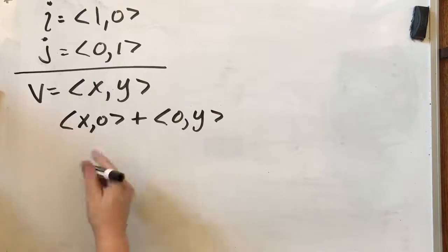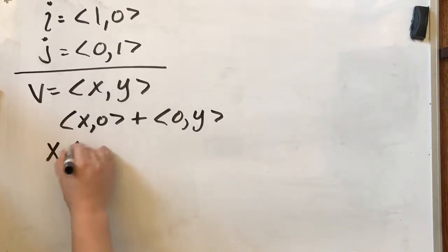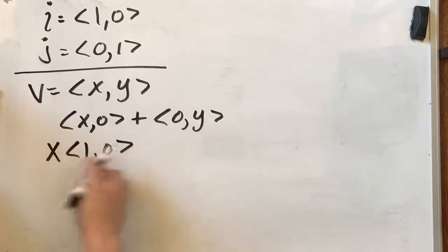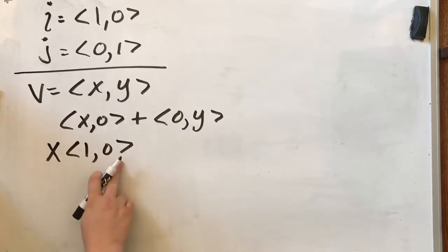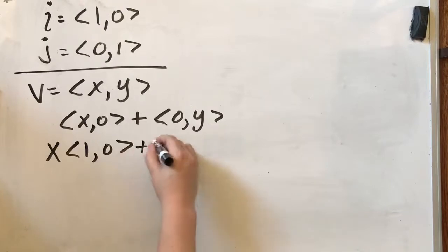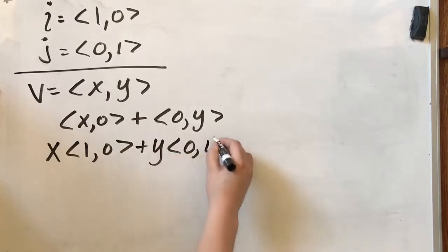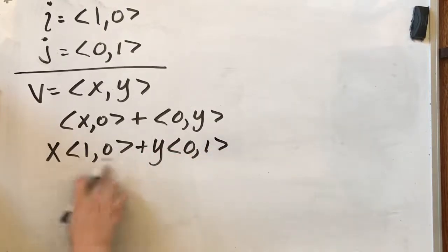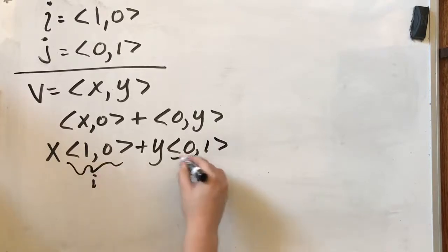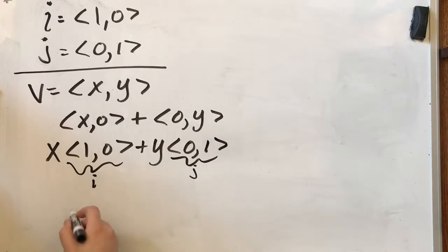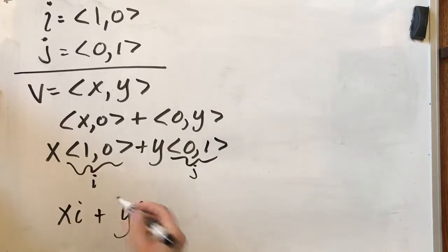And then I'm going to do something similar. I'm basically going to factor out an x. Again, if I were to distribute this x back through, I would get x times 1 and then x times 0. Same thing here. All right, and this is really what i is. Okay, so that's i, and that is really j. So I end up with xi plus yj.